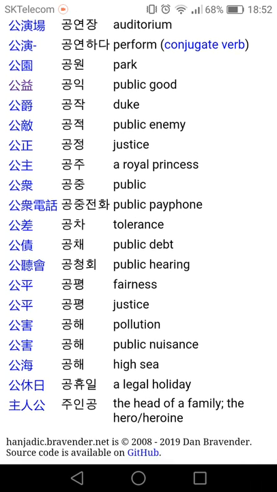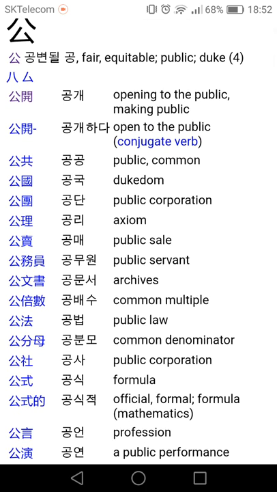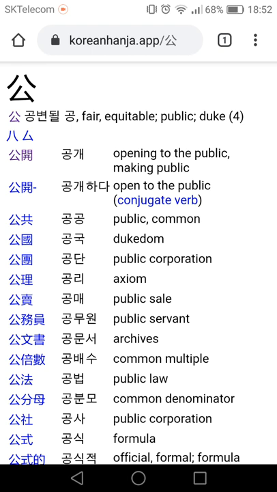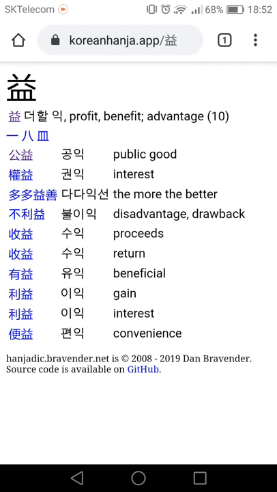Okay, so we are done with the Kong aspect, which is public, but let's look at the Ik. Ik means profit, benefit, advantage. So Kong Ik, public, then profit becomes public good.